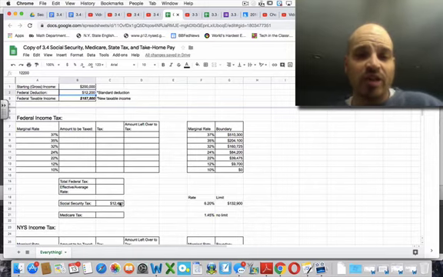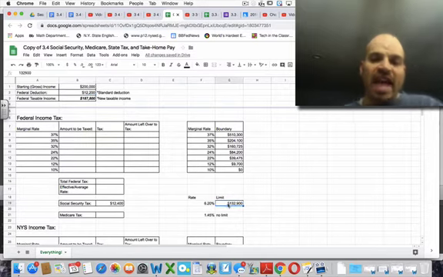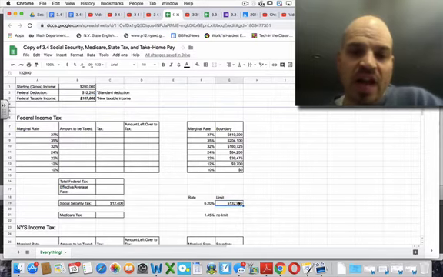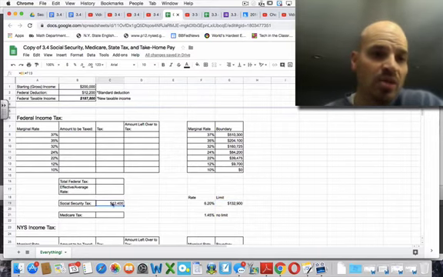But that's actually incorrect because you're limited by the fact that you only get taxed up to $132,900 of your income. In other words, if you make more than $132,900, the rest of the money that you make is not subject to Social Security tax. So what we have to do is adjust this formula.